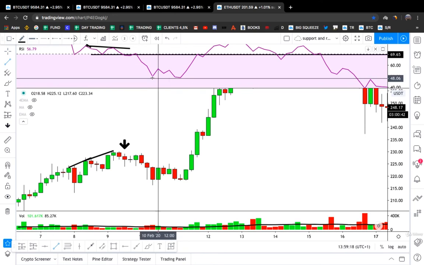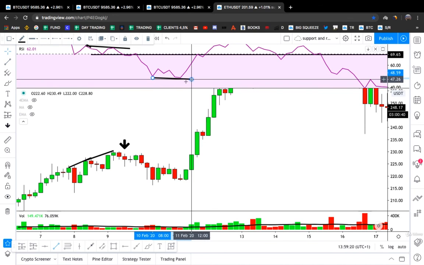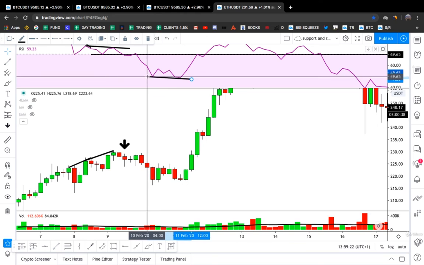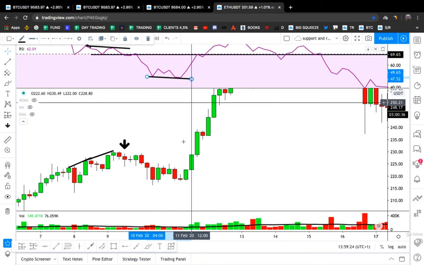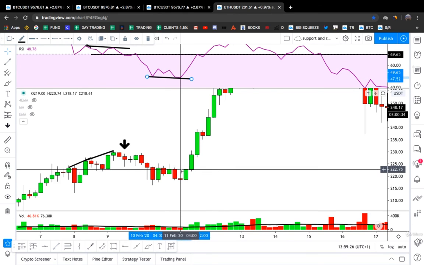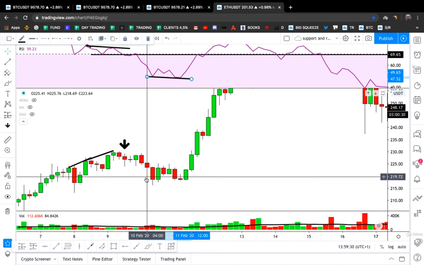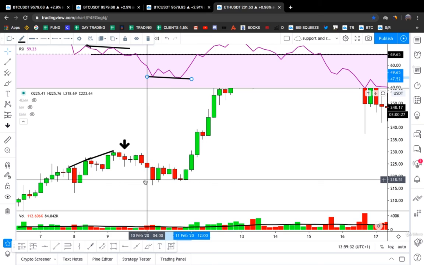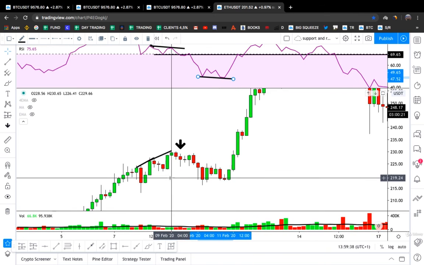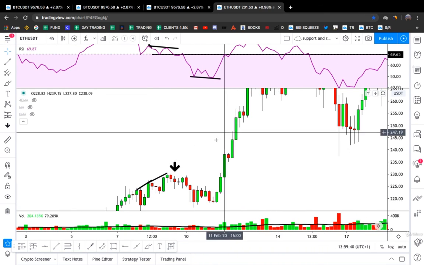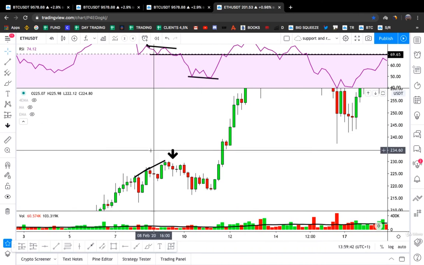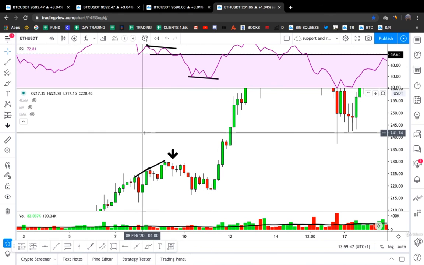What is a hidden divergence? You see how the RSI made a lower low here. What happened with the price? The price usually will make a higher low. Now in this case it's a little bit like a double bottom, right? But it's still a hidden divergence. And the hidden divergences, you will find them after a regular divergence. And what happens is that they cancel the regular divergence.